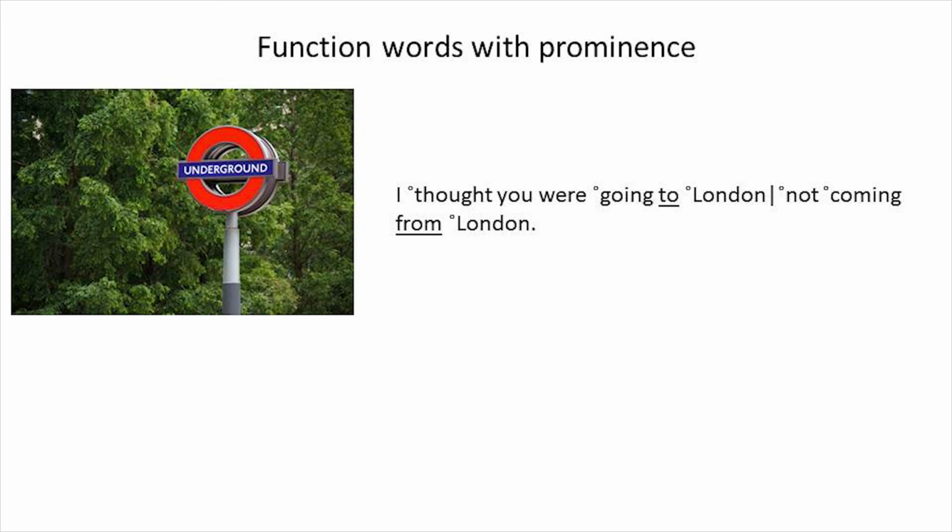Consider, for example, I thought you said you were going to London, not coming from London. In this utterance, the prepositions to and from would be accented, given greater prominence, as they are the key to the meaning of the message.